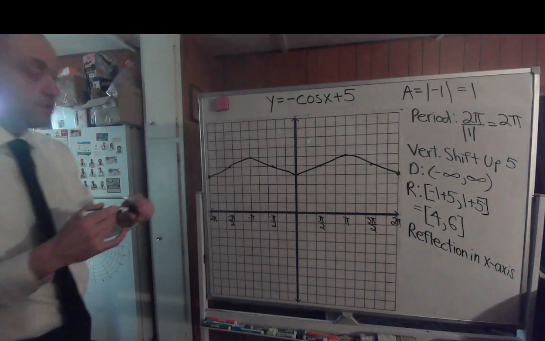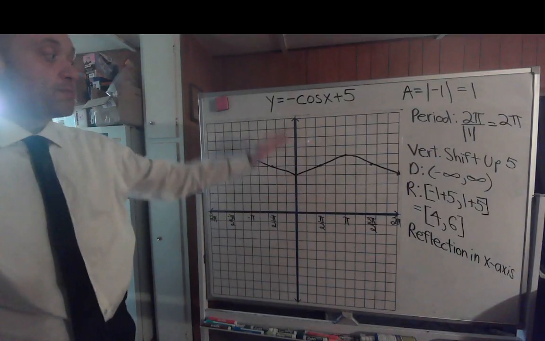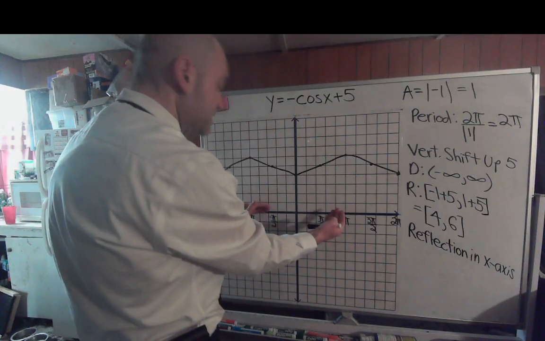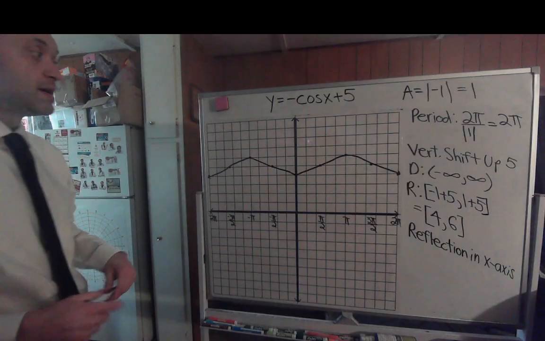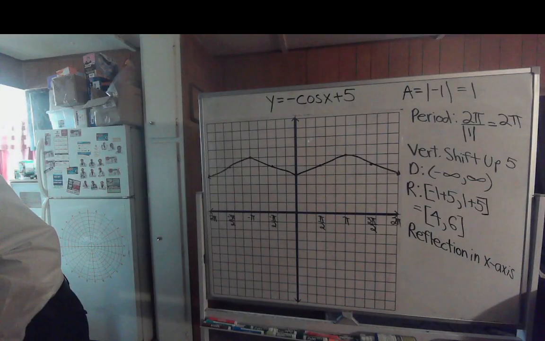And there you have it. You have yourself a reflected cosine function shifted upward 5 units, when normally it'd be hanging down like this instead of like that, because it's reflected in the x-axis. All right, 6 more.